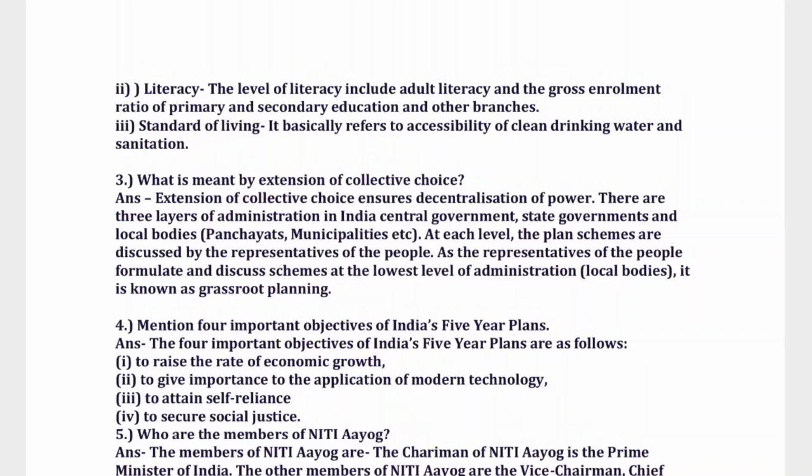Question number 3, what is meant by extension of collective choice? Answer: extension of collective choice ensures decentralization of power. There are 3 layers of administration in India: central government, state governments, and local bodies. At each level, the plan schemes are discussed by the representatives of the people. As the representatives of the people formulate and discuss schemes at the lowest level of administration, it is known as grassroots planning.